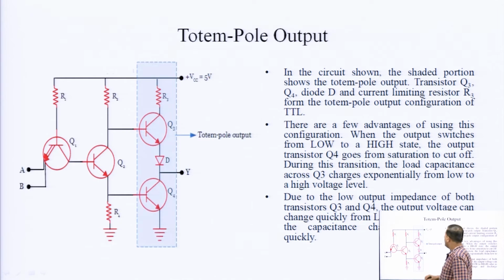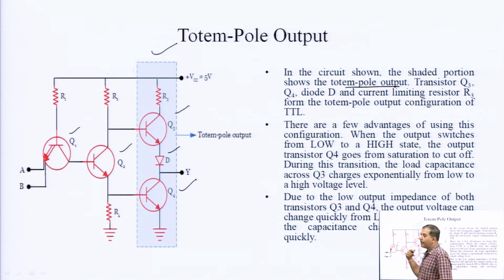So, in the totem pole, whatever we have discussed so far, that only we are going to discuss here. Okay. So, in the circuit shown, the shaded portion shows the totem pole output. Here we have 4 transistors Q1, Q2, Q3 and Q4, and one diode D. As we have discussed in the previous slide, to make it simple, we represent the transistor with 2 diodes D and DB. Okay, and here for Q2 we have one diode that is called DC, right.